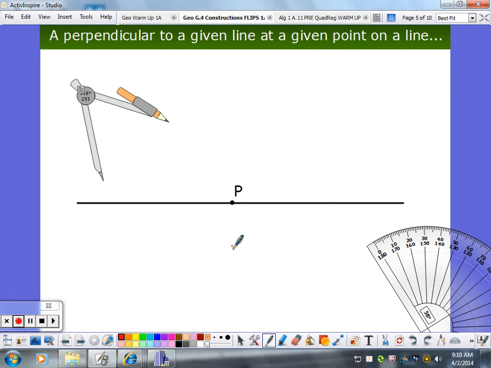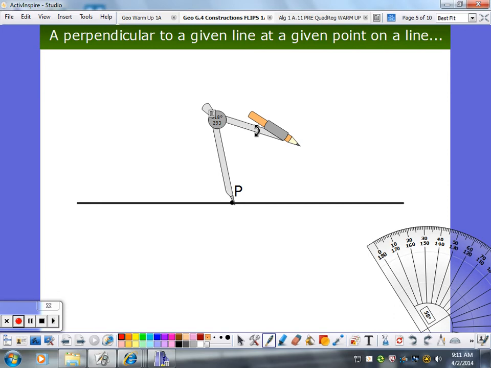Okay, so page 4, we're looking at a perpendicular. Basically, we're almost going to make it like a perpendicular bisector. The only thing we don't know is, what if it's not in the middle? So you're going to make a line in the middle.